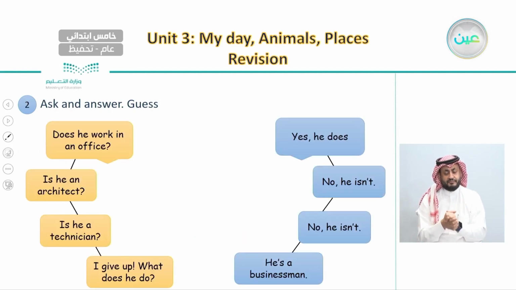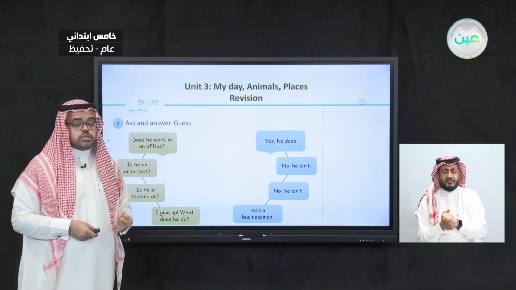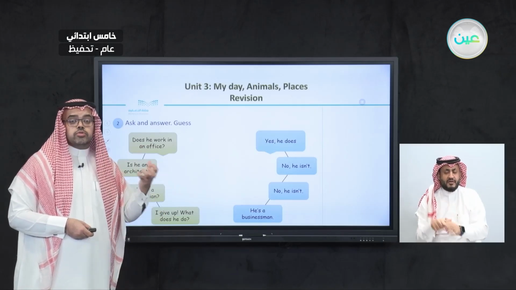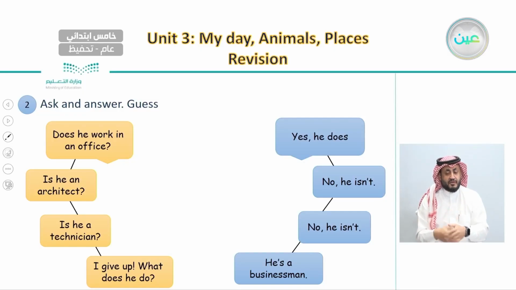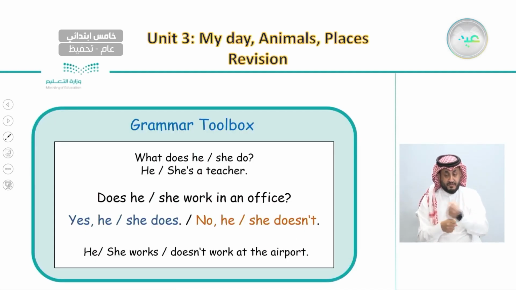And so we said that we can use all of these jobs to make questions like this game, where you guess or you have in mind one of these jobs and you ask the person to try to guess. And the person will ask you a question like, does he work in an office, or is he an architect, or is he a technician? So we can make different guesses so we can come up with the answer.